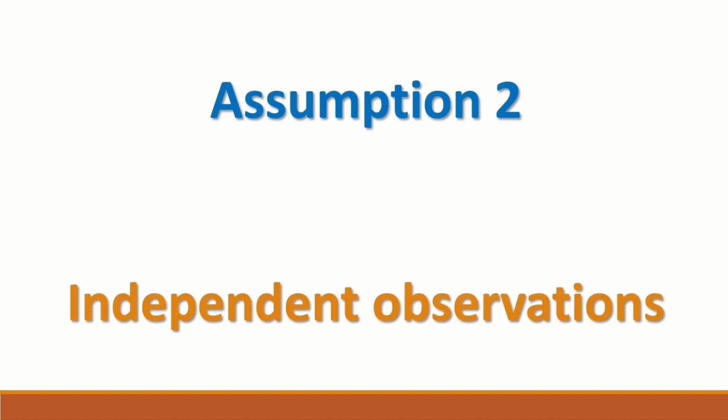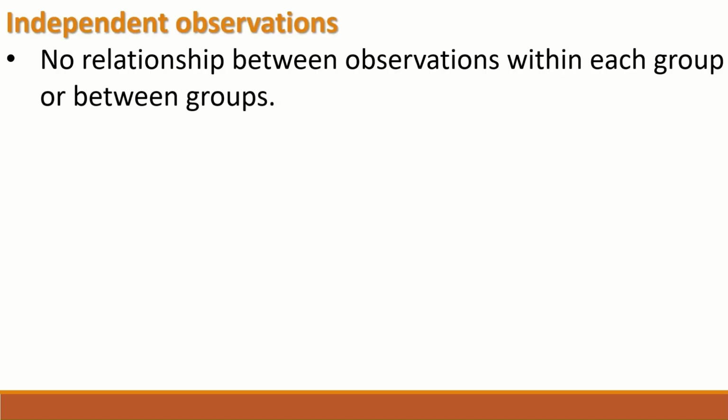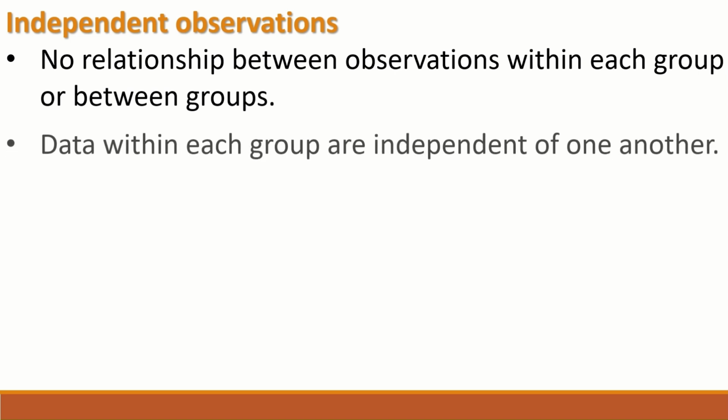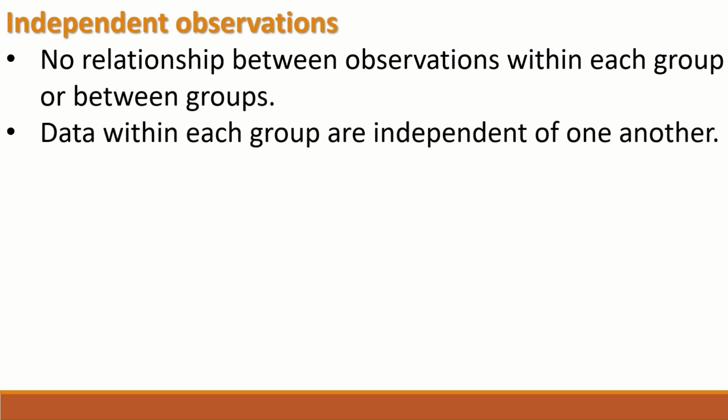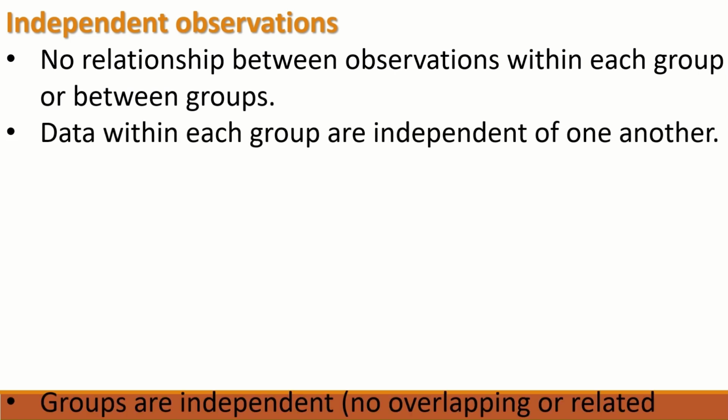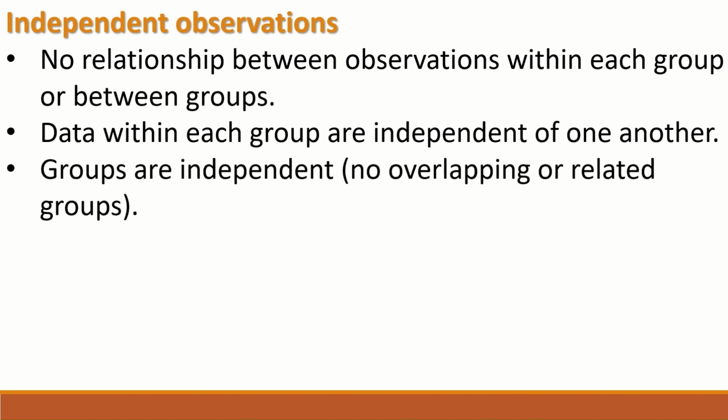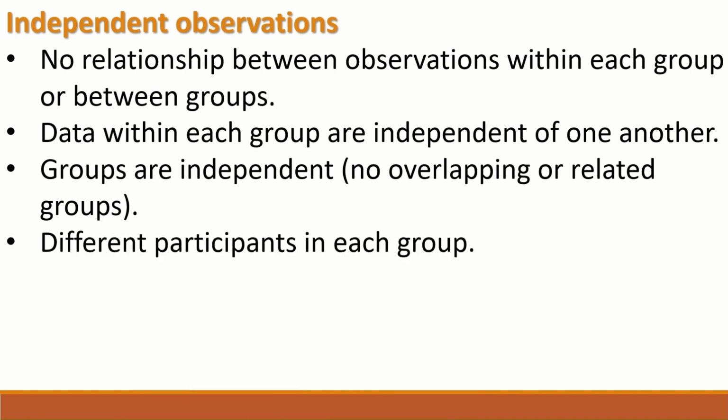The second assumption is independence of observations, which means that there is no relationship between observations within each group or between groups. So data within each group are independent of one another, and groups are independent, not overlapping, not related, with different participants in each group.